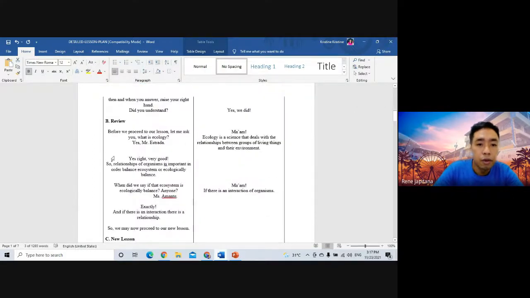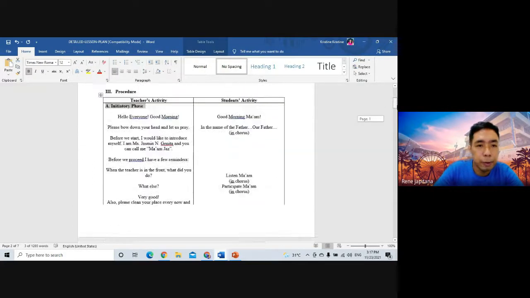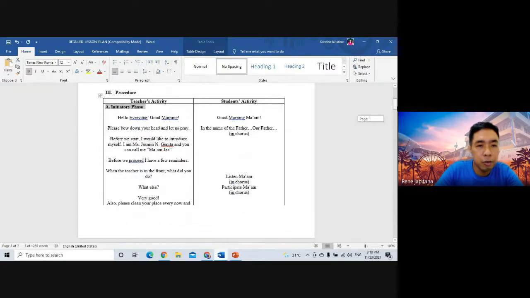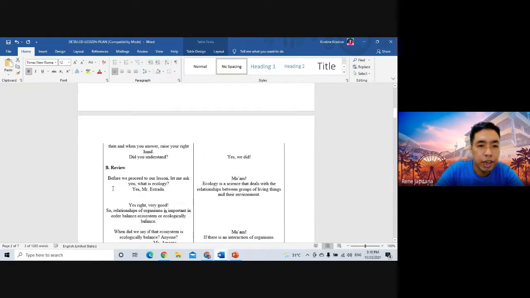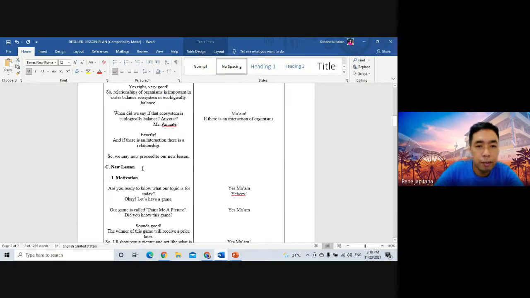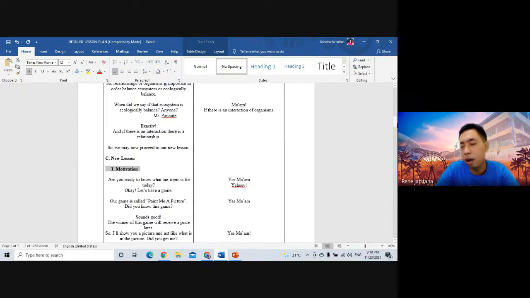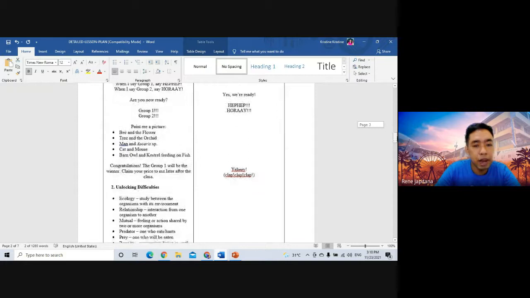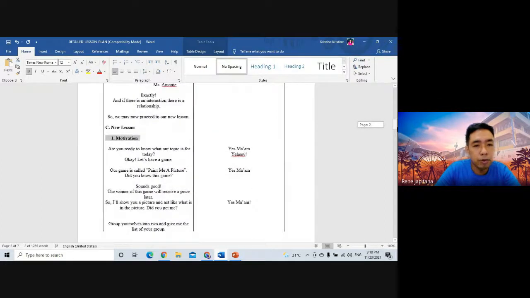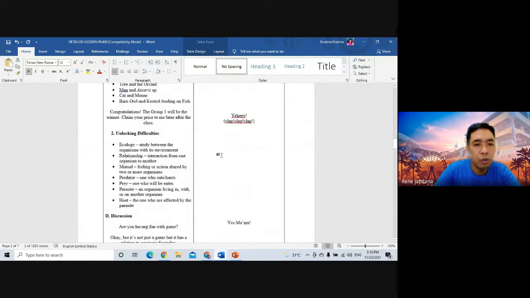Initiatory. Under the initiatory, there are different parts. Under the procedure, we have the first one, the initiatory phase. We have the review. No, we are considering the previous knowledge, then presenting the new lesson. Under the new lesson, we have the motivation. But probably you can look at another type of lesson plan. It will depend on the type of institution that you have. But in this case, I am using this format. Then after the motivation, under the new lesson, we have the unlocking of difficulties, so a vocabulary.